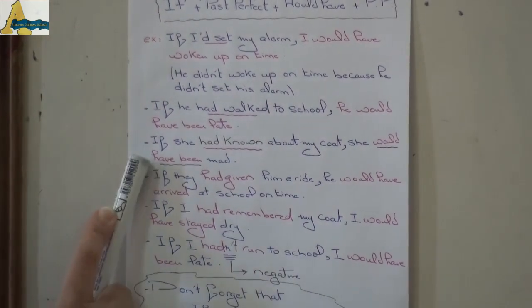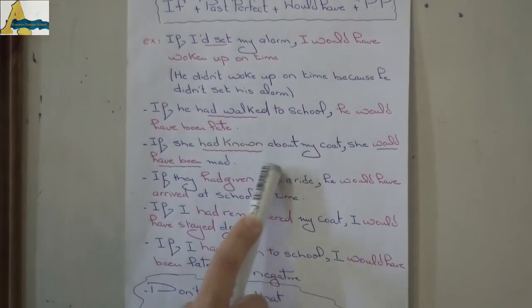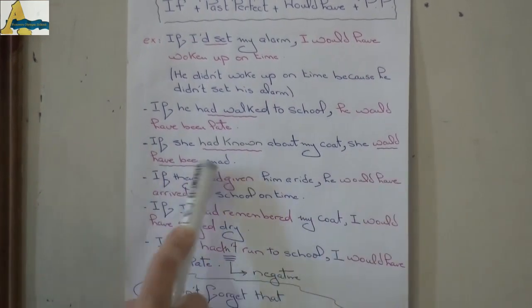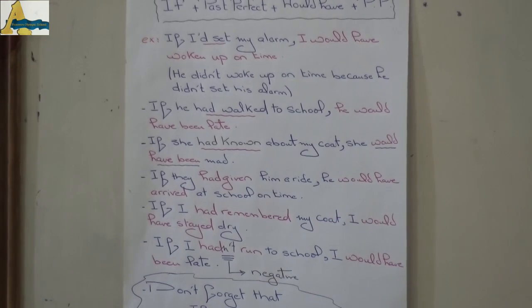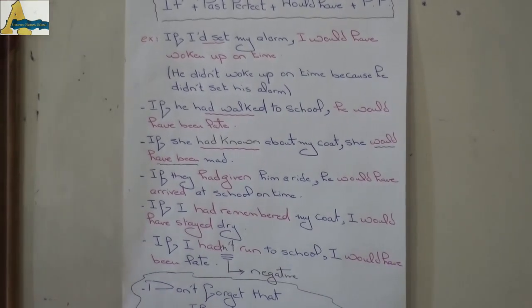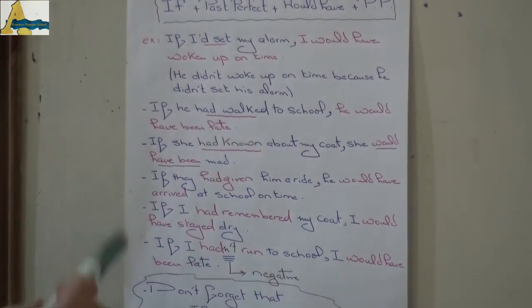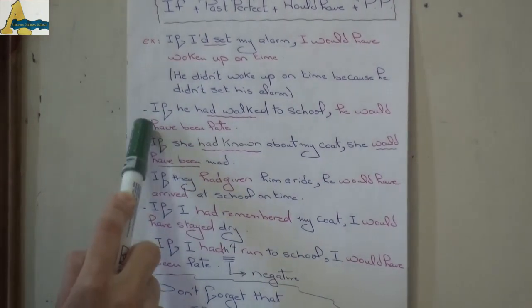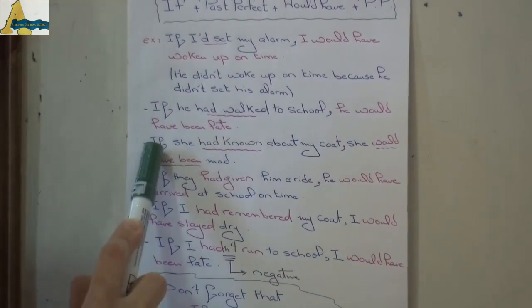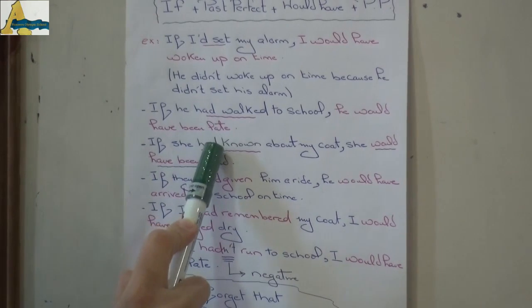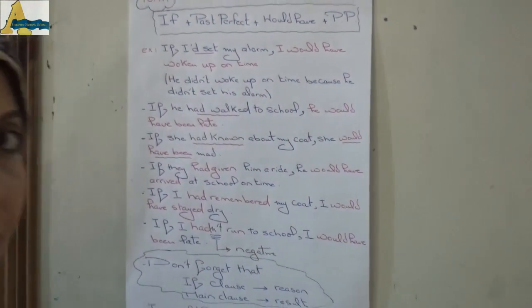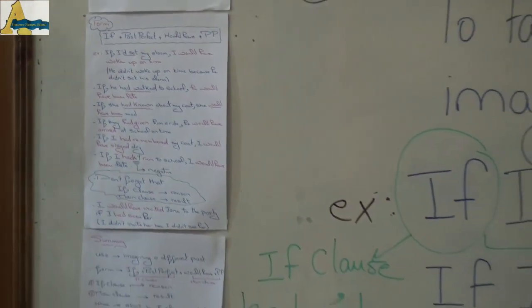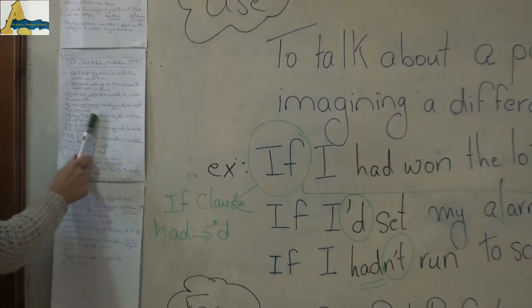Look at the third example. If she had known about my coat, she would have been mad. Did she know anything about my coat? Of course she didn't. Otherwise, she would have been mad. So, the first part, as I said, if. And the verb which comes immediately after if should be written in the past perfect. And how do I write the past perfect? It should be written had plus the past participle.